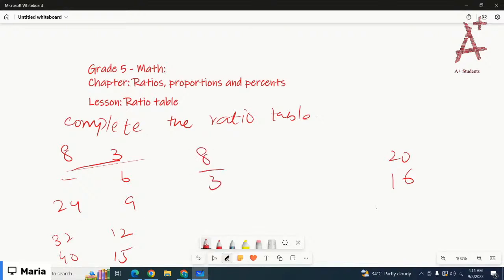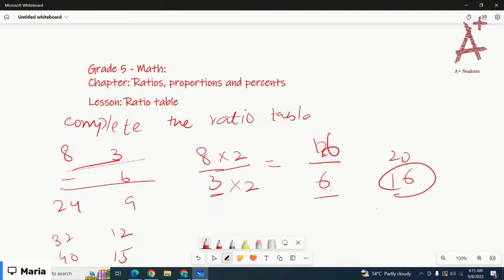Then look at the line where you have to find the missing value. Equate it: it would be the missing value divided by 6. Because they are equal, look at the equivalent fractions. 3 times what number is 6? 3 times 2 is 6. So you have to multiply both numerator and denominator by 2. You multiply the numerator by 2, and 8 times 2 is 16. That means the missing value is 16.